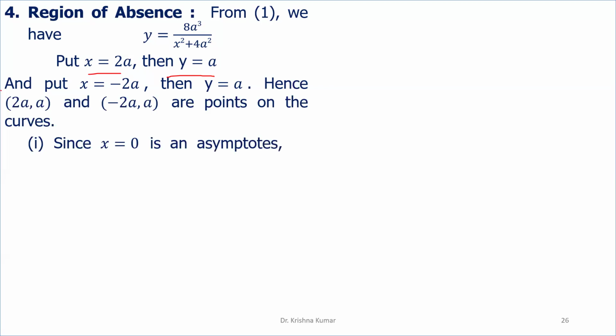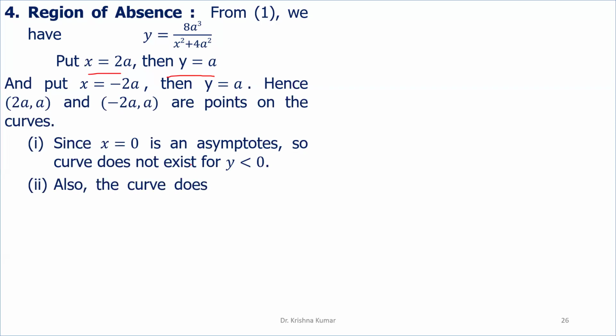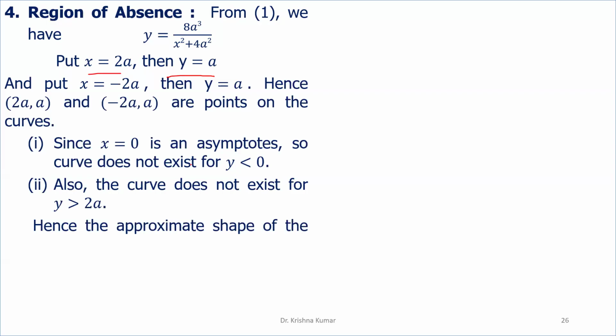Let us first discuss this. Since y equal to 0 is an asymptote, the curve does not exist for y less than 0. Also, the curve does not exist for y greater than 2a because (0, 2a) is the tangent at that point. Hence, the approximate shape of the curve is given by.